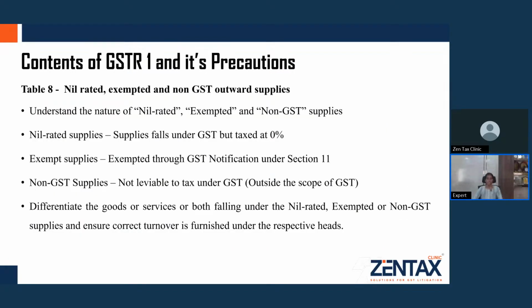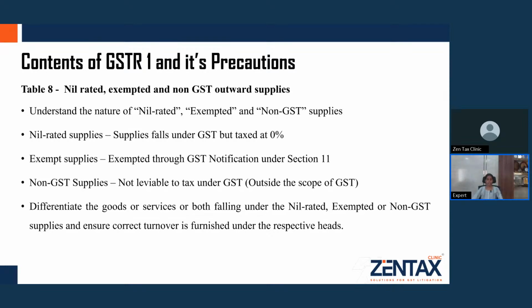Table 8, where nil rated, exempted, and non-GST supplies are declared. First of all, the registered person has to understand the nature of nil-rated, exempted, and non-GST supplies, because nil-rated supplies fall under the GST but are taxed at 0%, whereas exempt supplies are those notified as exempt by the GST notifications. And non-GST supplies do not fall under the scope of GST, they are all out of scope of GST. That is, GST is not leviable on these supplies.